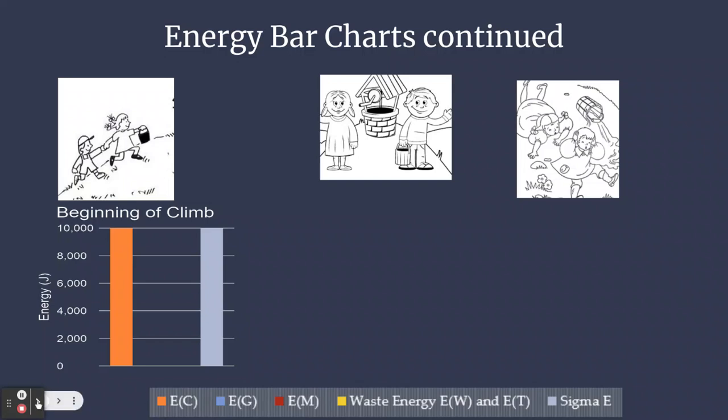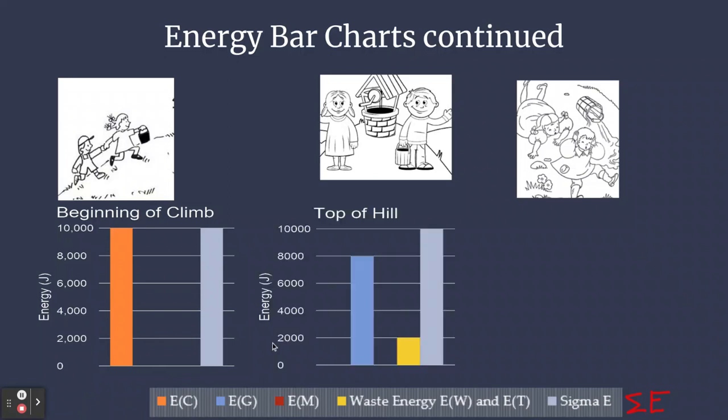That consists of the total amount of energy in the system. That's sigma E. If you remember from our first unit, sigma E is like that sum of all of the energy types, right? That term, this kind of sideways M, is called sigma. It's basically adding all of those together. So at the beginning of the climb, all of the energy within this system is the chemical energy. When they get to the top of the hill, we have our gravitational potential energy, and there has been some waste energy in sound and thermal.